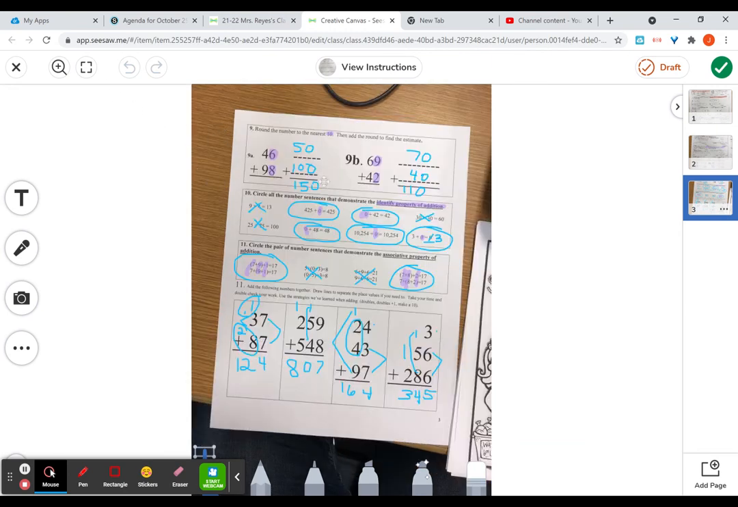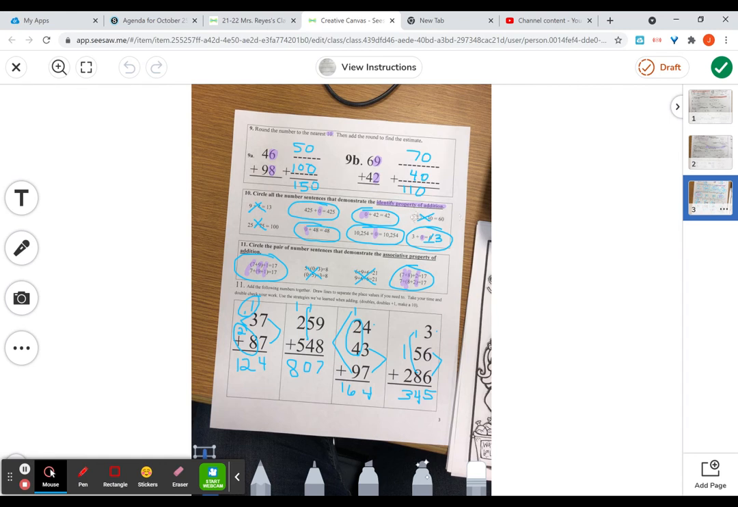For the last page, you simply had to round to the nearest 10. So 46 would be 50, 98 would be 100, 150. 69 would round to 70, 42 would round to 40. If you add them together, you get 110.